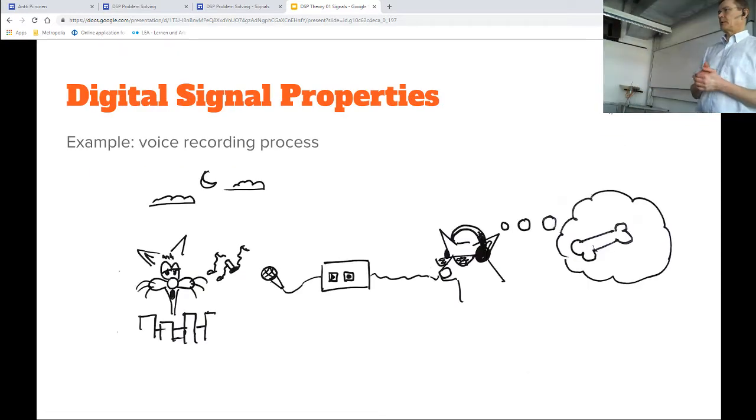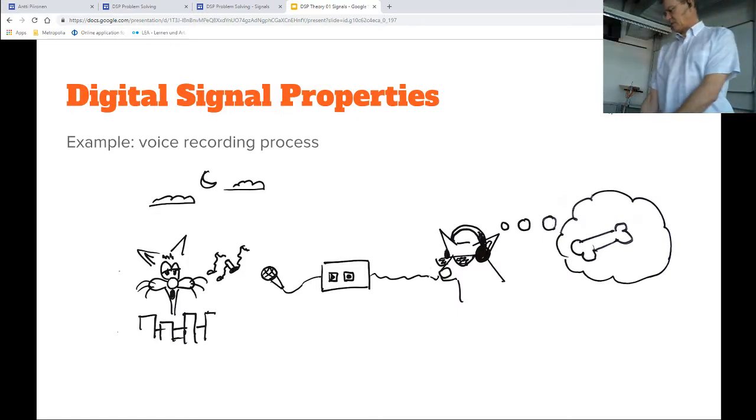Digital signals, what they are all about. This is supposed to be 30 centimeters higher, but anyways. So one good example of digital signal processing is voice recording.